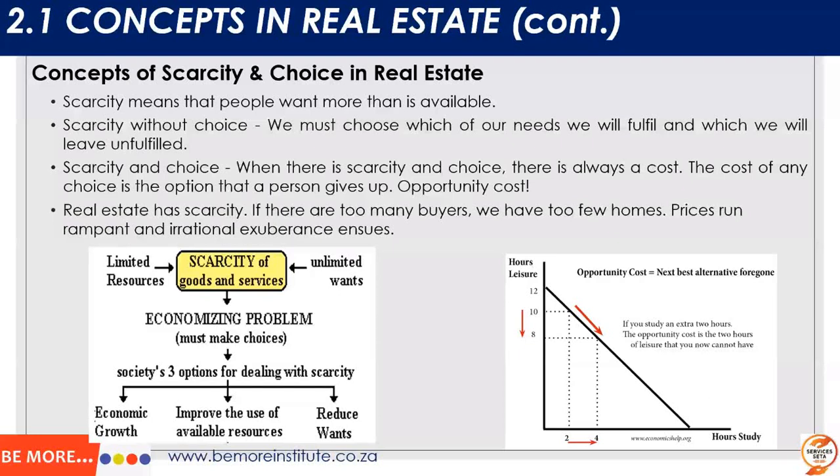If there are too many buyers, we have too few homes. Prices run rampant and irrational exuberance ensues. This diagram on my left-hand side also demonstrates nicely the scarcity of goods and services. Generally, we all know that there are limited resources in the world, but we have unlimited wants as individuals or consumers. What does this create? This creates an economic problem. There are 3 options for dealing with scarcity. What are they? Economic growth.